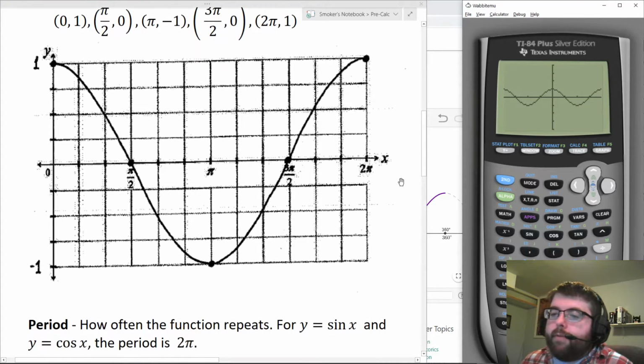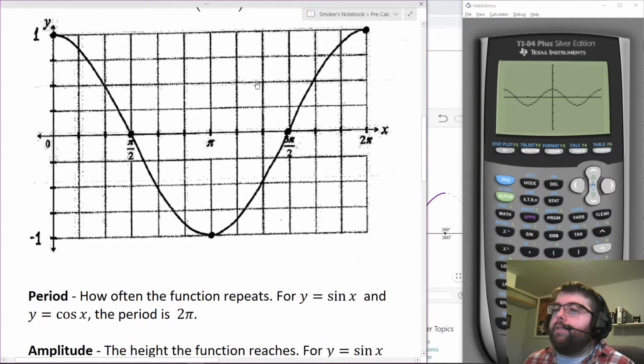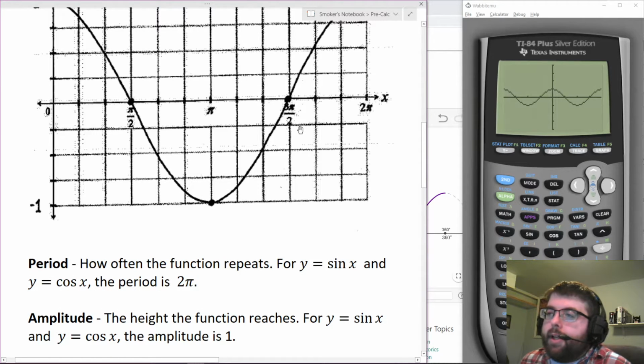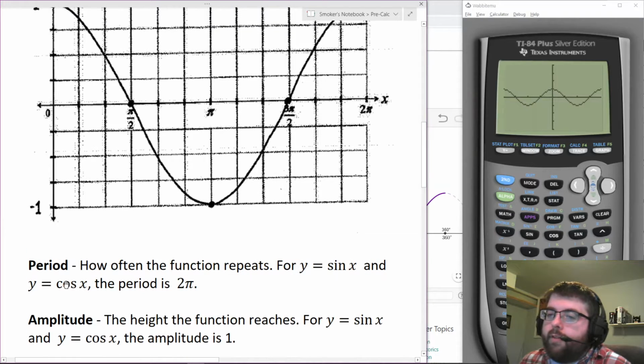So why is this so important? Because we're going to actually do some transformations on these two graphs. We're not going to just be graphing those. We're going to be graphing transformations on these, and we're going to do that in a minute. First, let's define two things. The period of a function is how often it repeats. For the default, y equals sine x and y equals cosine x, the parent graphs of sine and cosine, the period is 2 pi. But when we do transformations, that period might change.